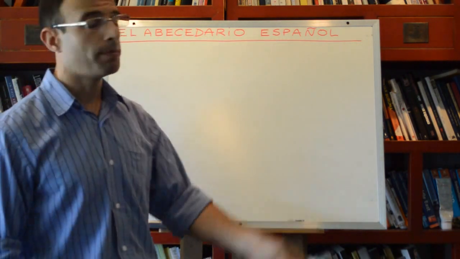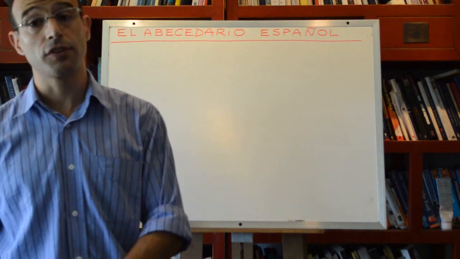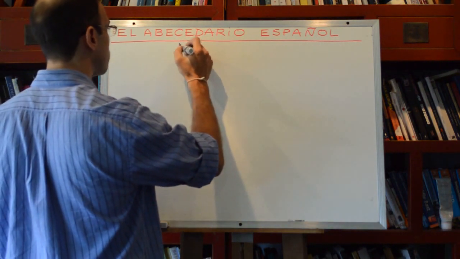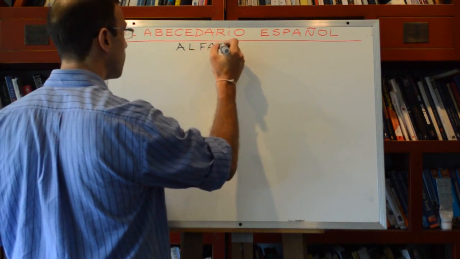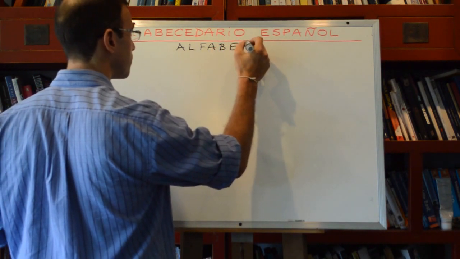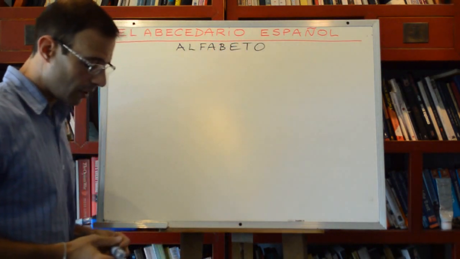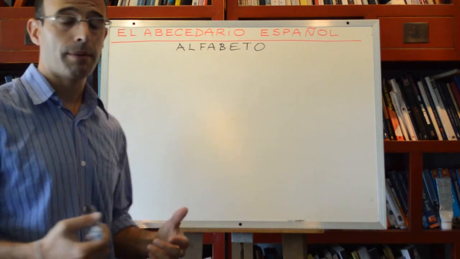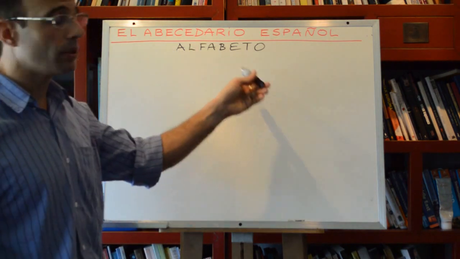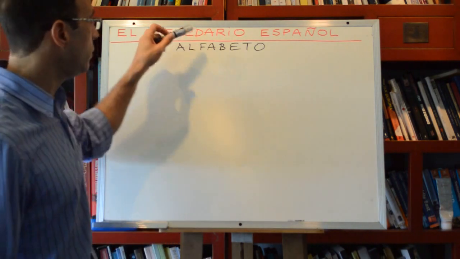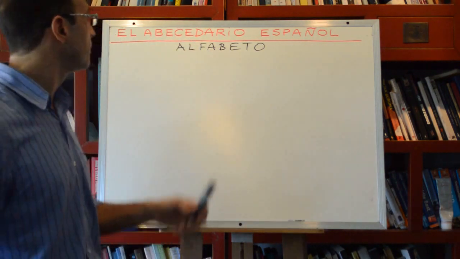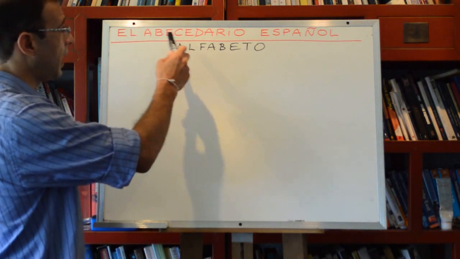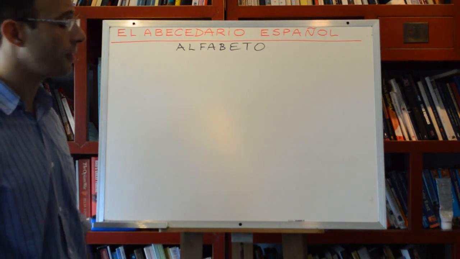El abecedario español. This means the Spanish alphabet. There's another word for abecedario, which is alfabeto, okay? Alfabeto is also a masculine word in Spanish. That means it's el abecedario and not la abecedario, and it's el alfabeto and not la alfabeto, because these two nouns are masculine, okay? El alfabeto español. Both words mean the same, so you can say either way, el alfabeto or el abecedario.